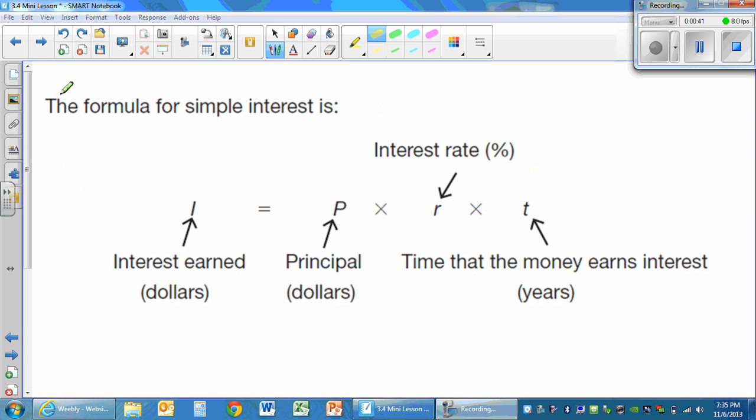Here's the formula for finding simple interest. In order to find how much interest you've earned, you need to multiply together three things: the principal, or the original amount you put into your bank account, the interest rate at which you're earning the interest, and how much time you left your money sitting there. This is something we're really going to want to remember: I equals PRT.